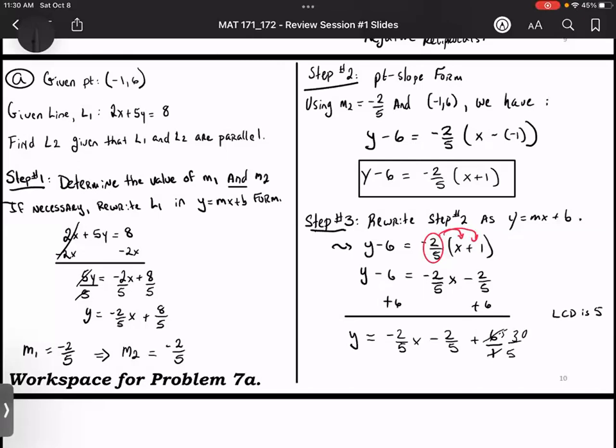Okay, so reading our answer now, we're going to get y equals -2/5x. What's -2/5 plus 30/5? 28/5. That's right. You're going to get positive 28/5. And that's your final answer.